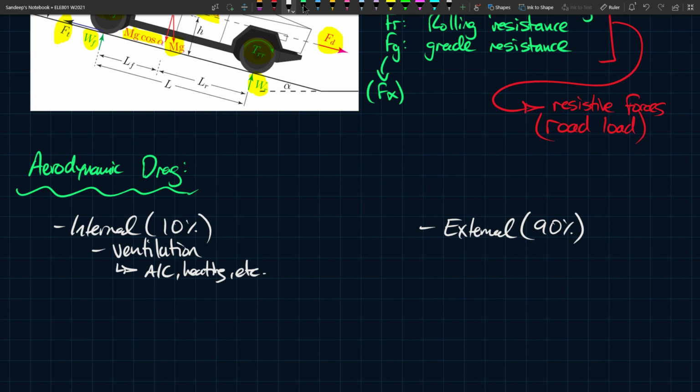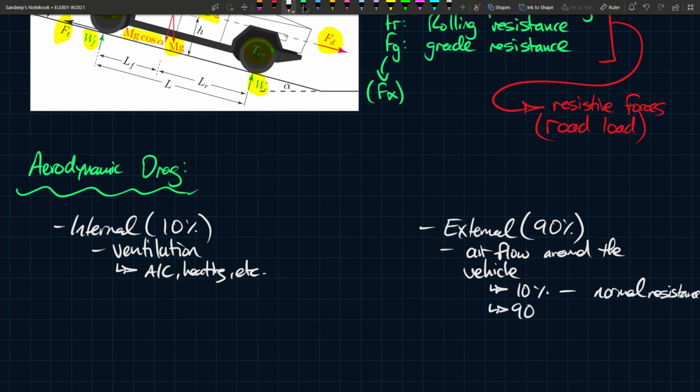And this external drag has to do with the air flowing around the vehicle. Of this external drag, they say that 10% is the normal resistance, and 90% is, sorry, I got these numbers reversed. So it's 90% for the first one, 10% for the second one. So 90% is normal resistance, 10% is skin friction.